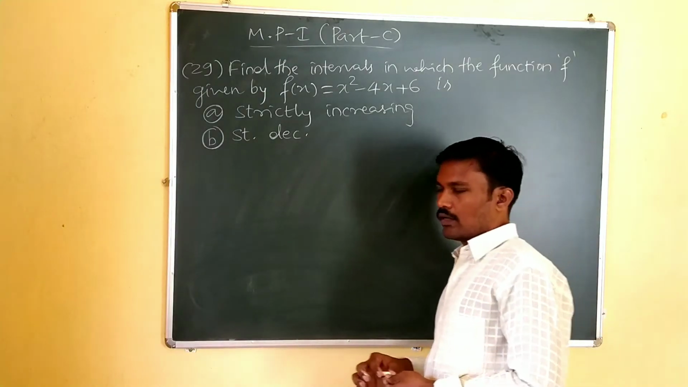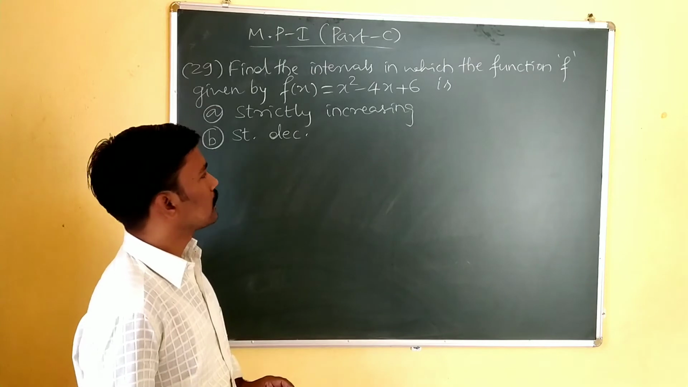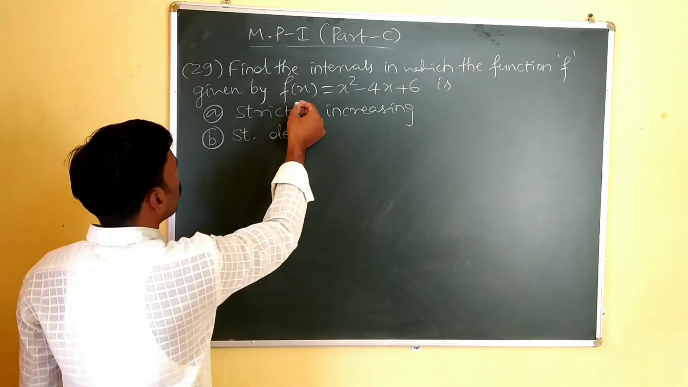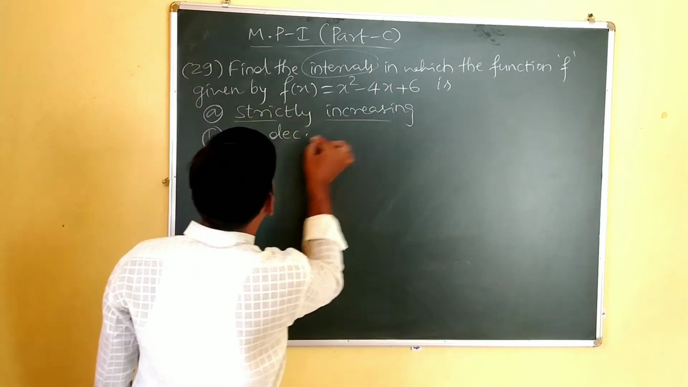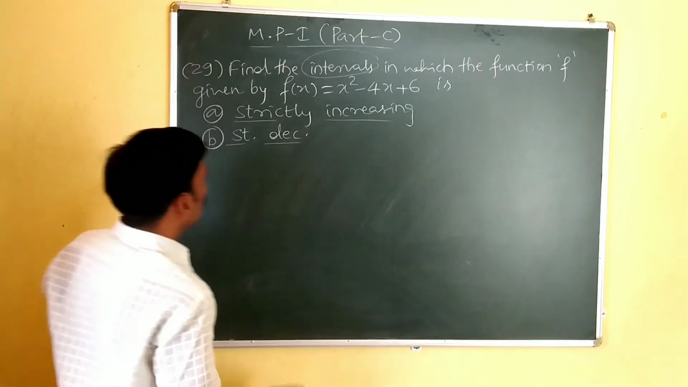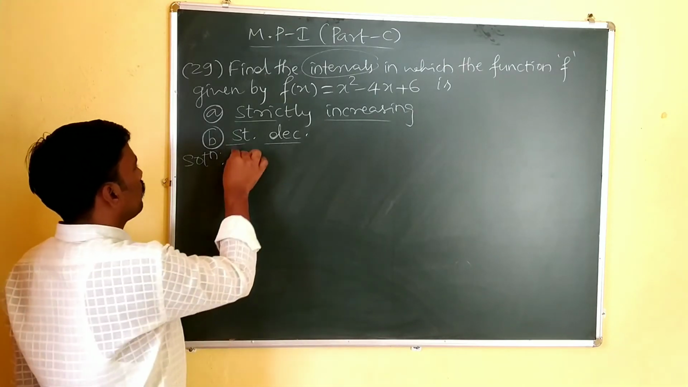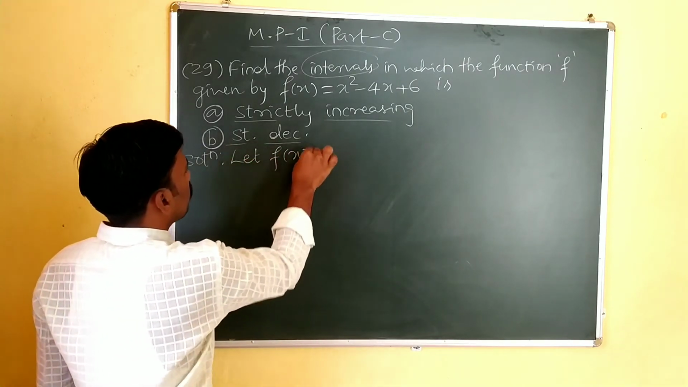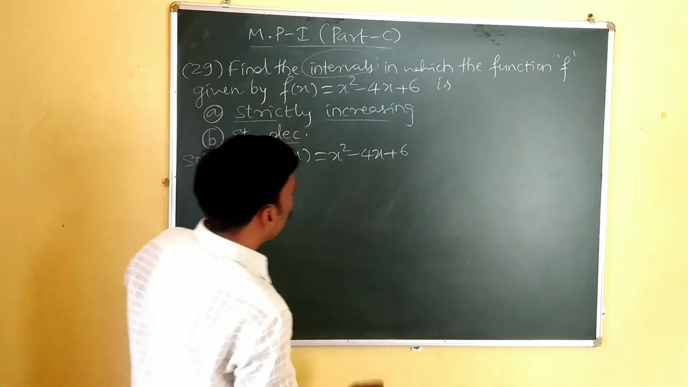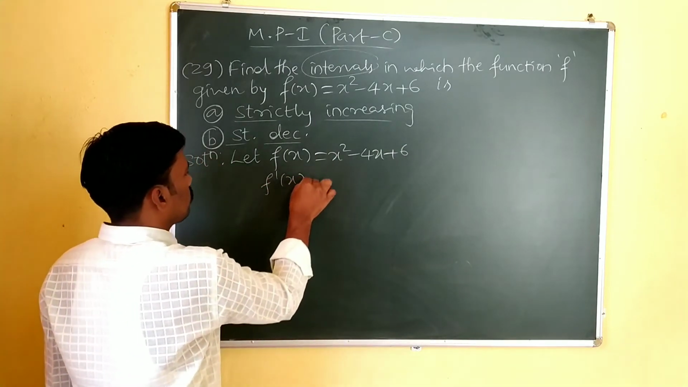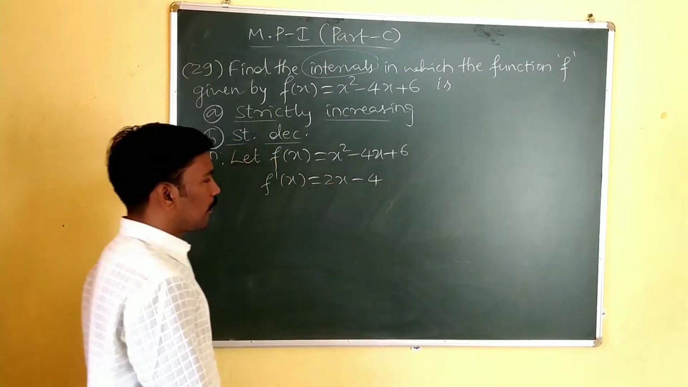And the next question, number 29. Find the intervals in which the function f of x is equal to x square minus 4x plus 6 is strictly increasing. Okay, we need to find out the intervals for these two conditions, for strictly increasing and for strictly decreasing. And this is the given function. And this question is from application of derivatives. So let us take the function. Let f of x is equal to x square minus 4x plus 6. Find its derivative. That is f dash of x is equal to derivative of x square, which is 2x, and derivative of 4x is 4, derivative of 6 is 0.